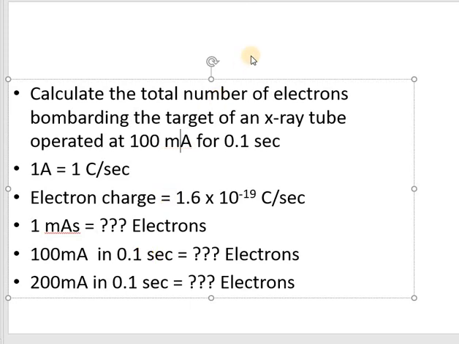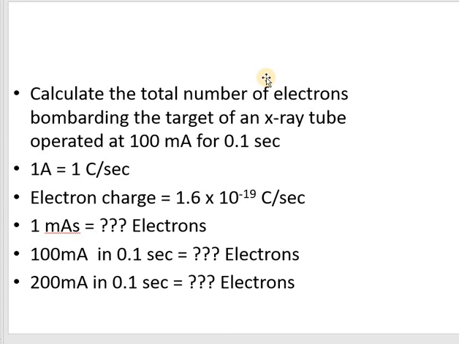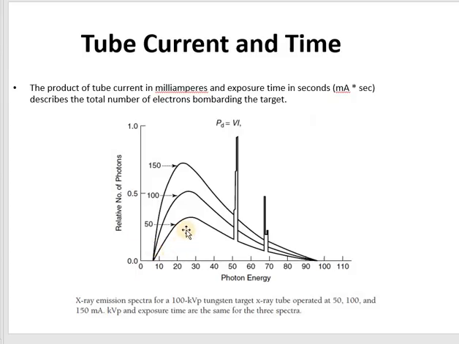As the number of electrons increases, there will be a higher probability that these electrons will hit the anode target and produce X-rays. Therefore, the intensity of the X-ray beam increases as the current increases, or time increases, or mAs increases.